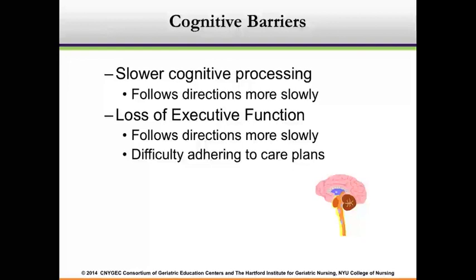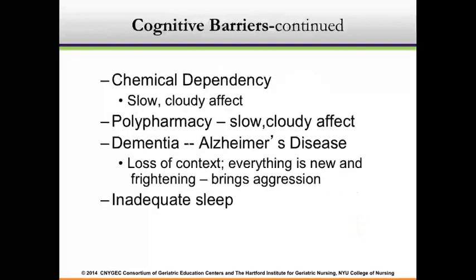However, there was some slower cognitive processing going on. And what you can also get is a loss of executive function. Now, this has to do with how organized people were when they were younger. Some people are very disorganized, but they follow directions more slowly. They have difficulty adhering to care plans. This has nothing to do with dementia. This is simply a slower cognitive processing that goes on with many older adults.